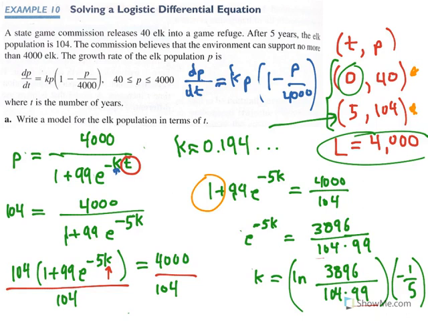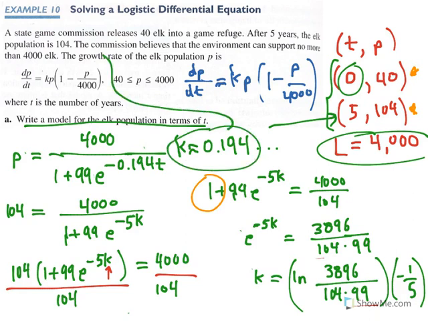But let me go ahead and just write what our model is. So we have k is approximately negative 0.194 to the t power. That is our model. So write a model for the elk population in terms of t. We have it. And one thing to note is this k would be applicable for the logistic differential equation as well.